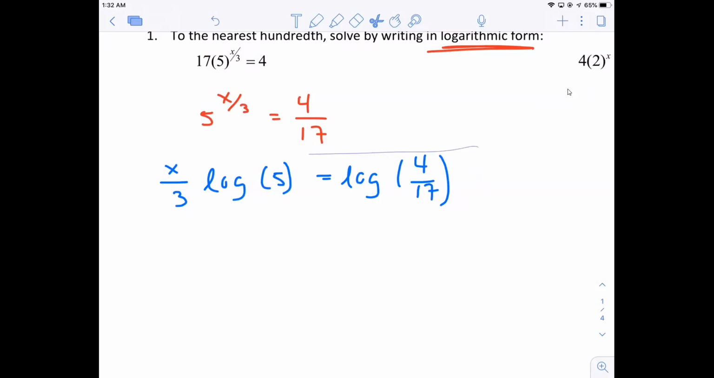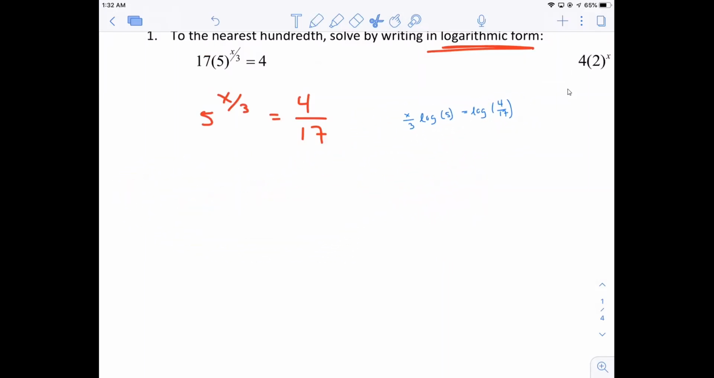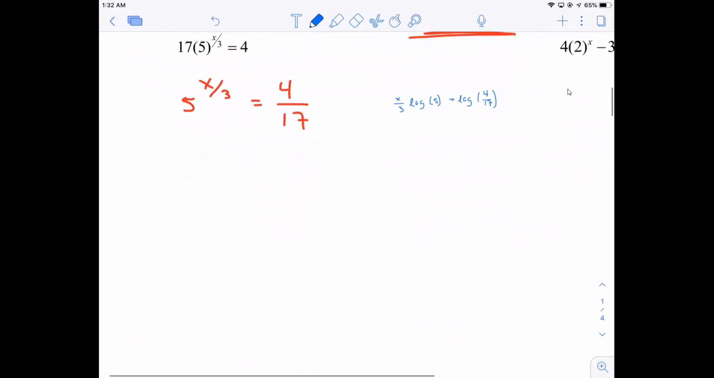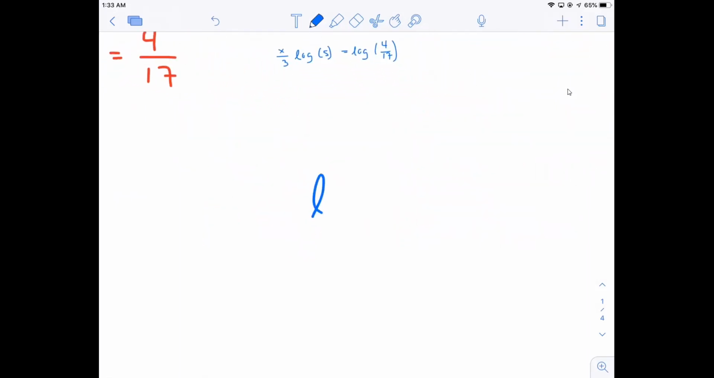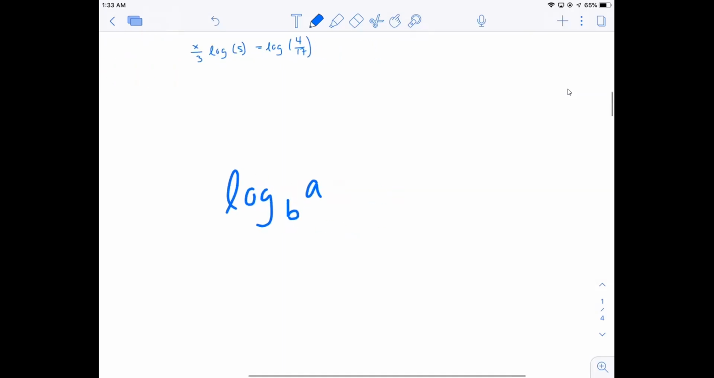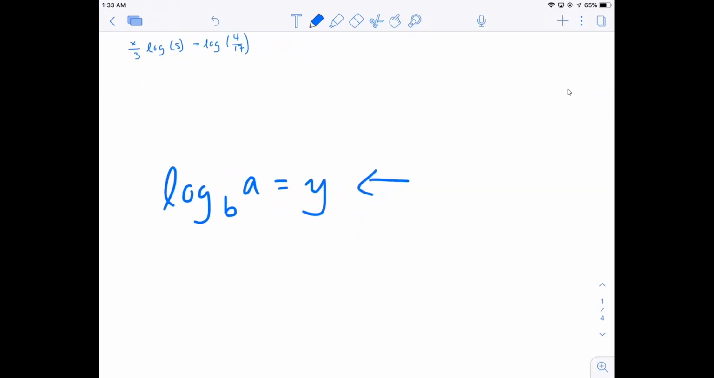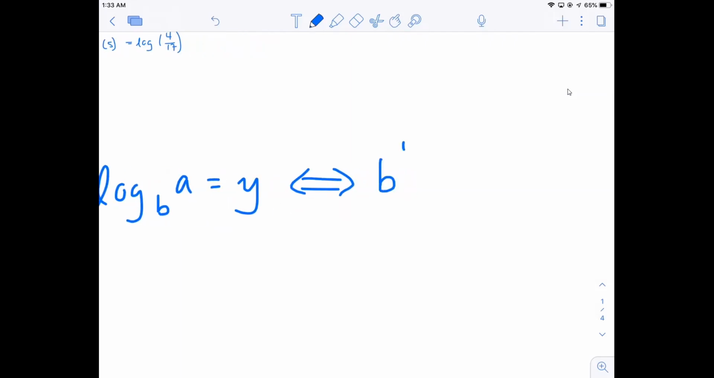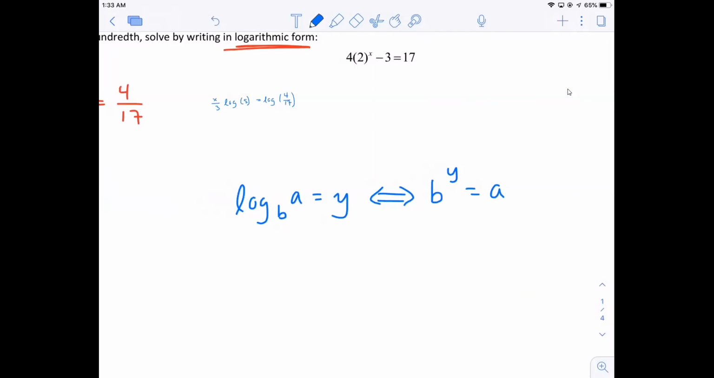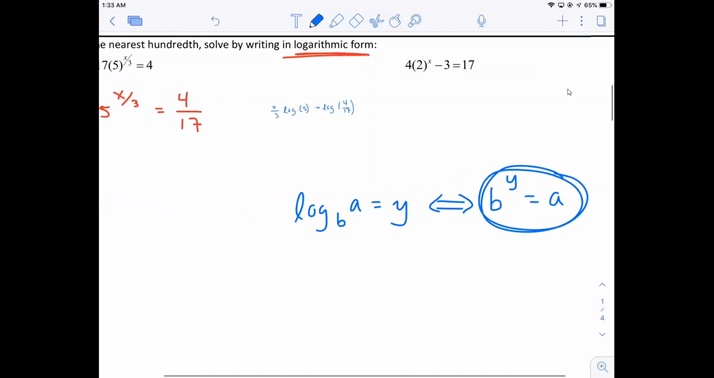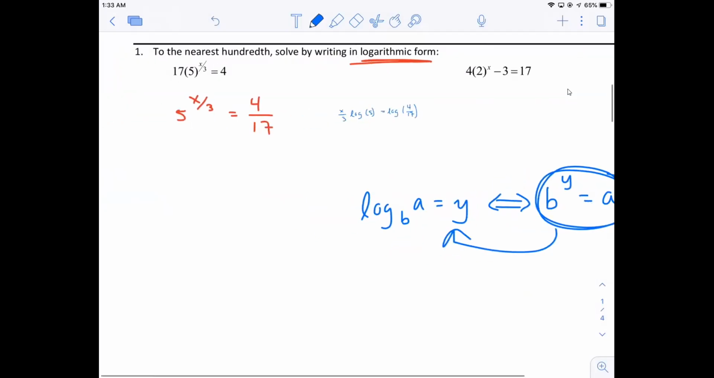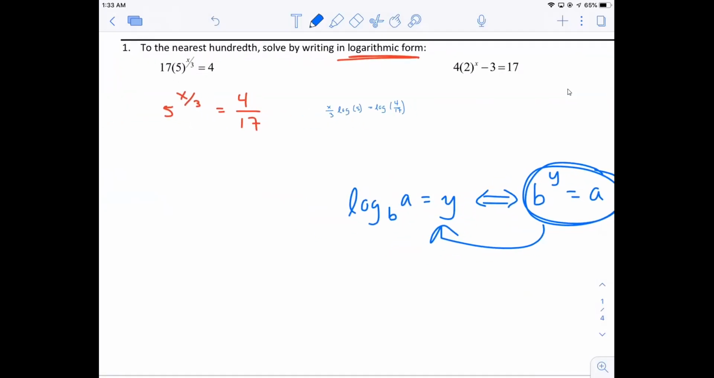But another way to solve a problem like this is to write it in logarithmic form. So we know if we have log base b of a is equal to y, in exponential form, that's b to the y is equal to a. So we want to start with exponential form and go to logarithmic form here. Our base here is 5. So I know it's log base 5 of 4 over 17 is equal to the power, x over 3.